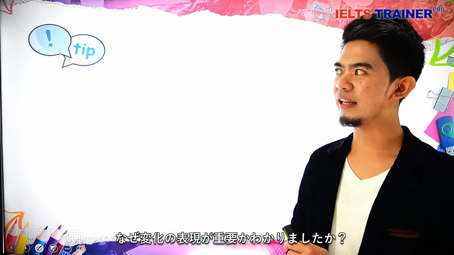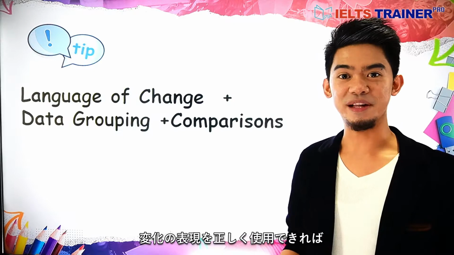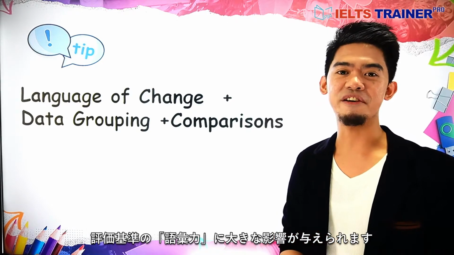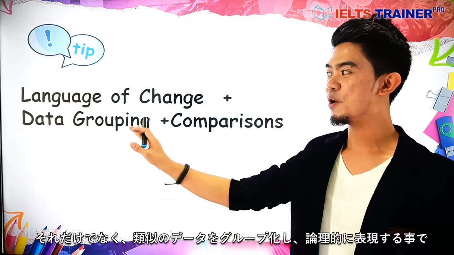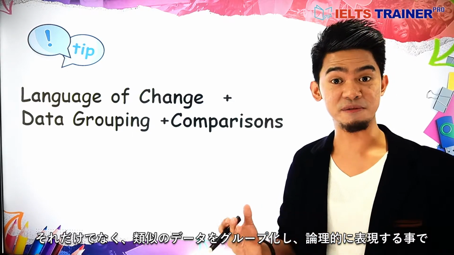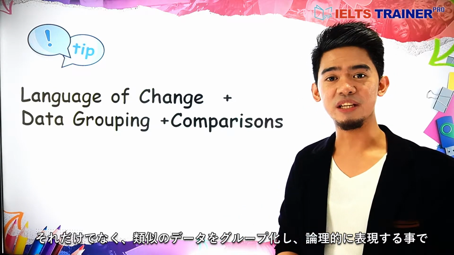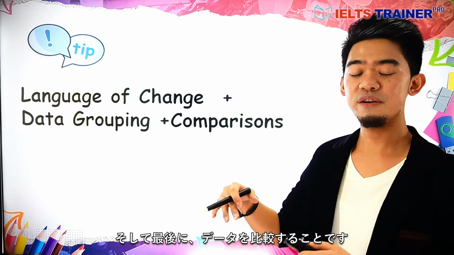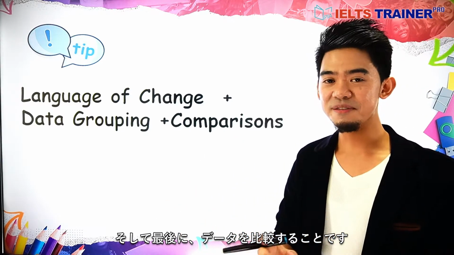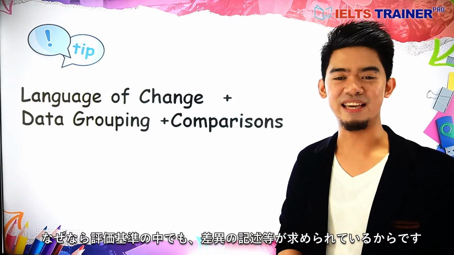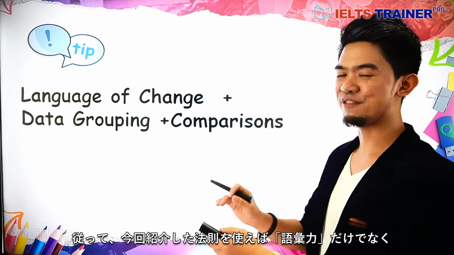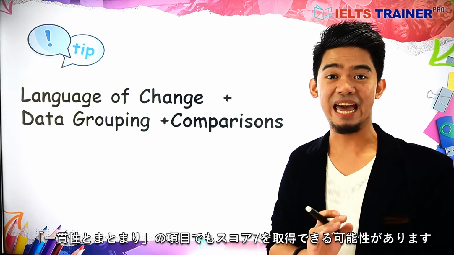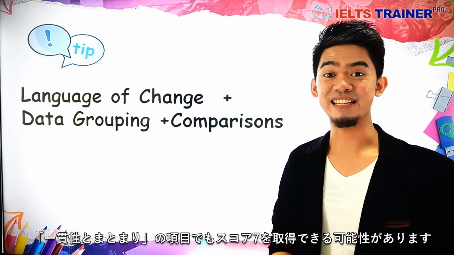So why is it that language of change is important? Like what I've mentioned a while back, language of change, if used correctly, would greatly affect your lexical resource. Not only that, we have to group our data according to their similarities to show a logical presentation and for our report to be easily followed and read. And finally, let's compare our data because we have to adhere to what is being asked in our rubric, right? So if you follow our magic formula, it's possible that we could get a band score of 7 in our coherence and cohesion as well as lexical resource.